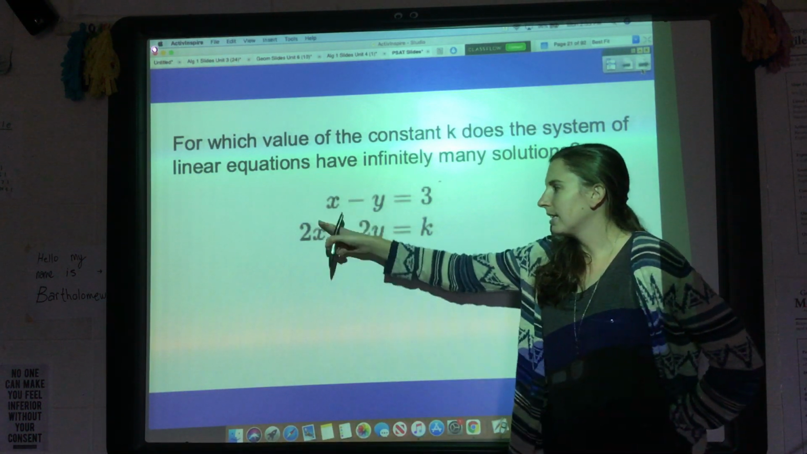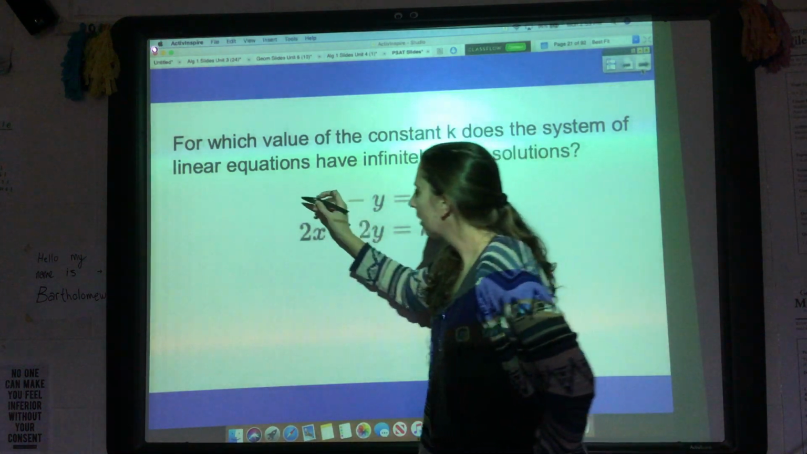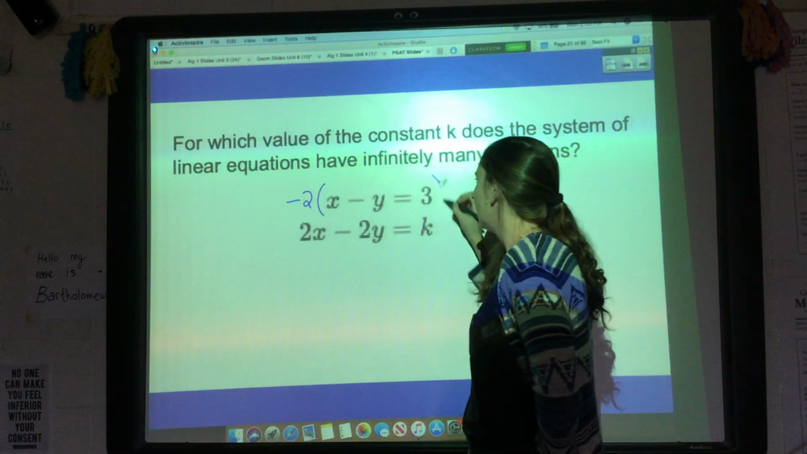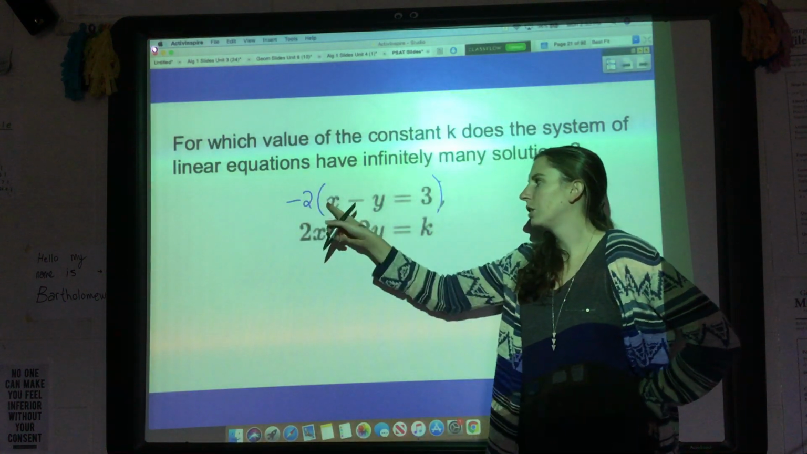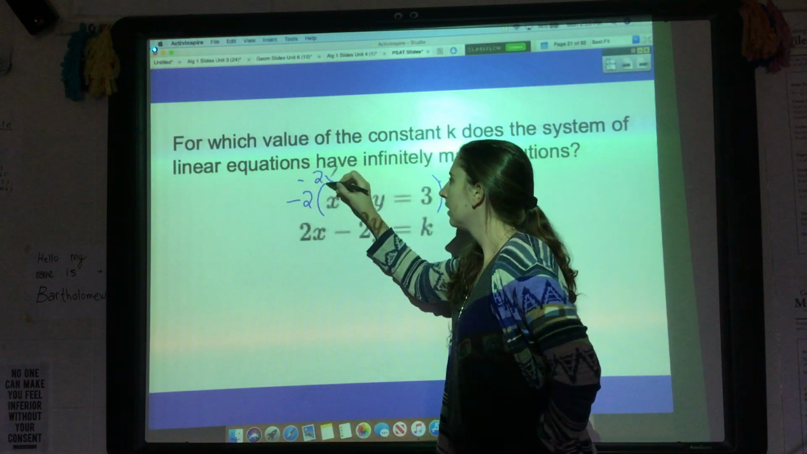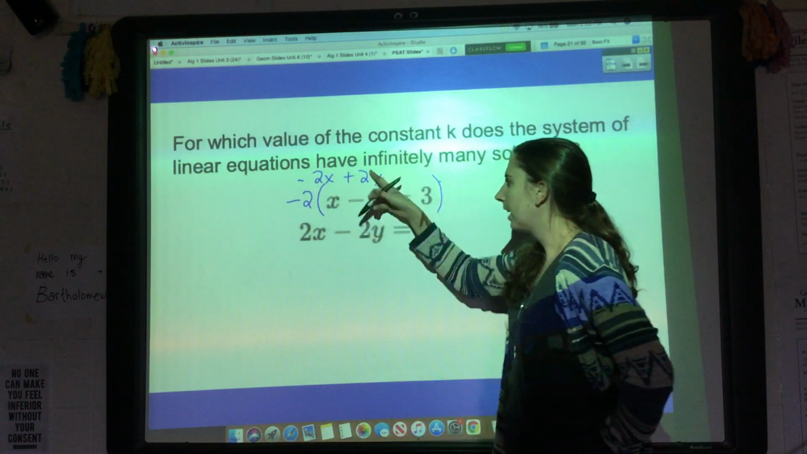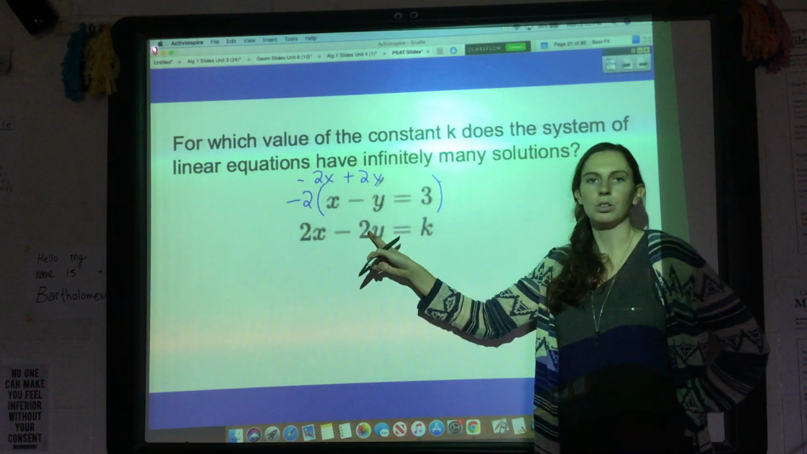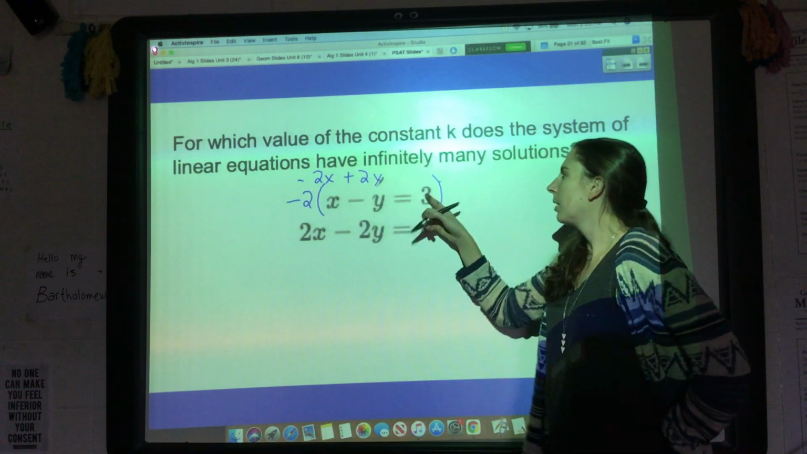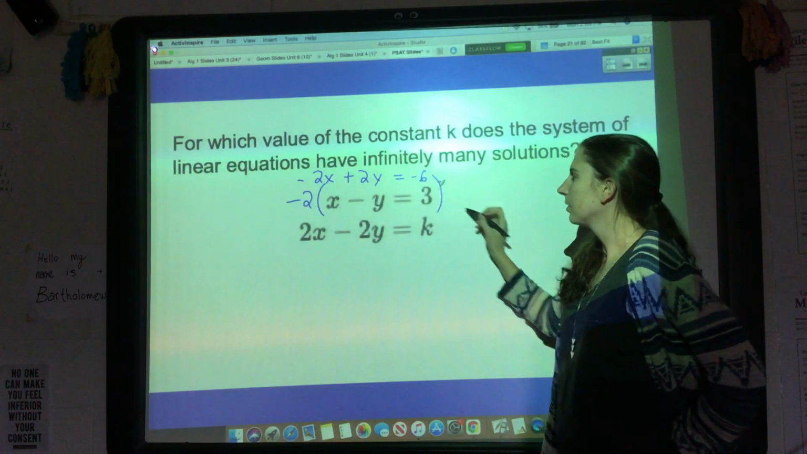If I wanted to add these up and for them to cancel out, I would have to multiply it by -2, because -2x and +2y would then cancel out with these two. And then this right here, -2 times 3 would be -6.